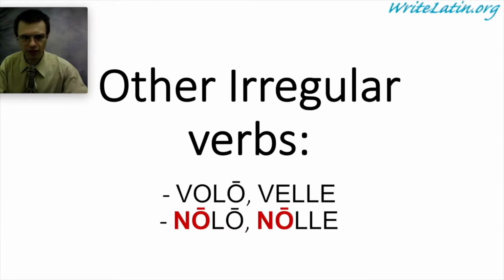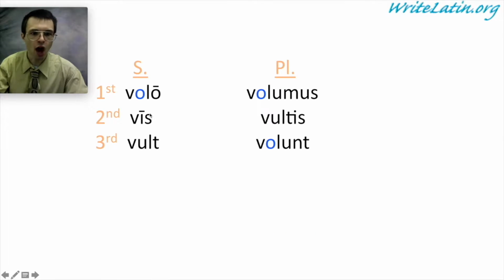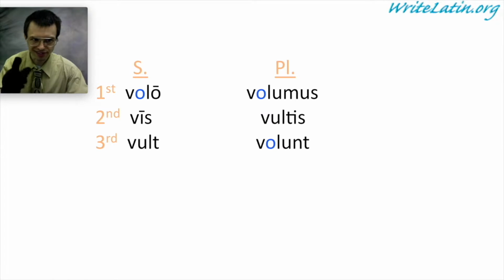All right, so there are two other irregular verbs that I also want you to learn specially here in chapter 15. One is volo, I want, and the other is nolo, I don't want. Okay, so it goes volo, volo, and nolo, nolo. Notice the blue O's, because we're going to do something with those in a little bit. That's a dominant sound, and that's going to stay.